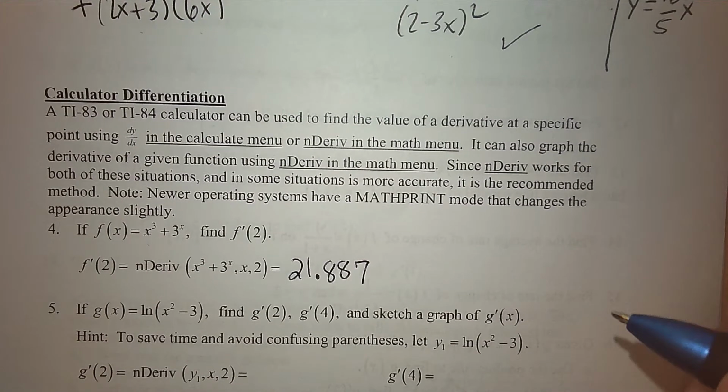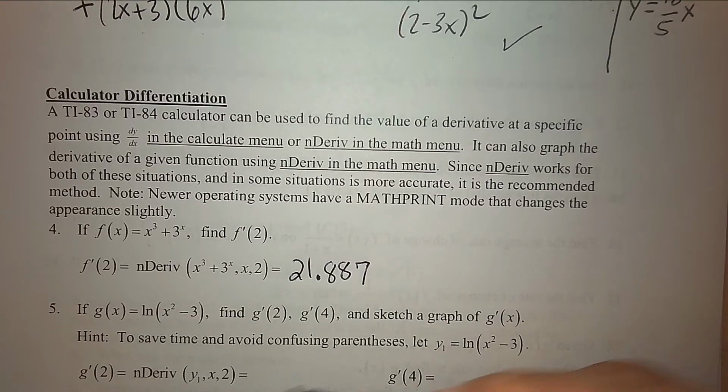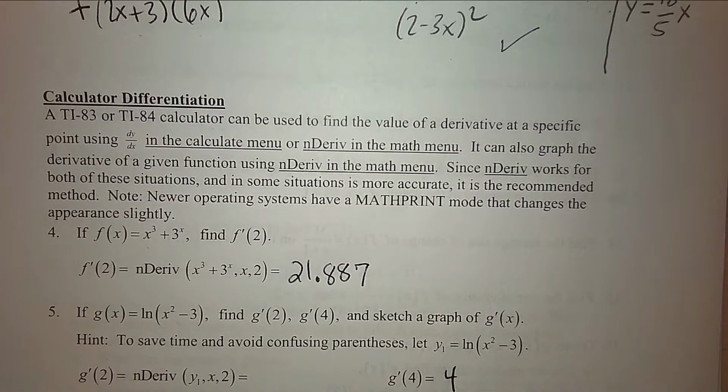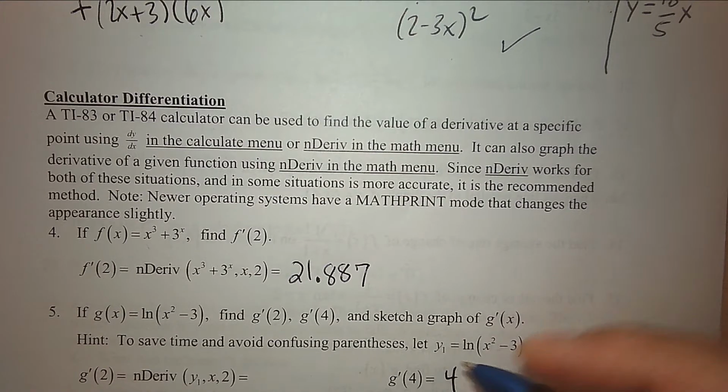What does that mean? When x equals 2, is the function increasing or decreasing? It's increasing. Why is it increasing? Because the derivative is positive. That's simple. If the derivative was negative, it is decreasing, right? You have a negative slope. That's simple. How about g prime at, oh, this one should be 4.